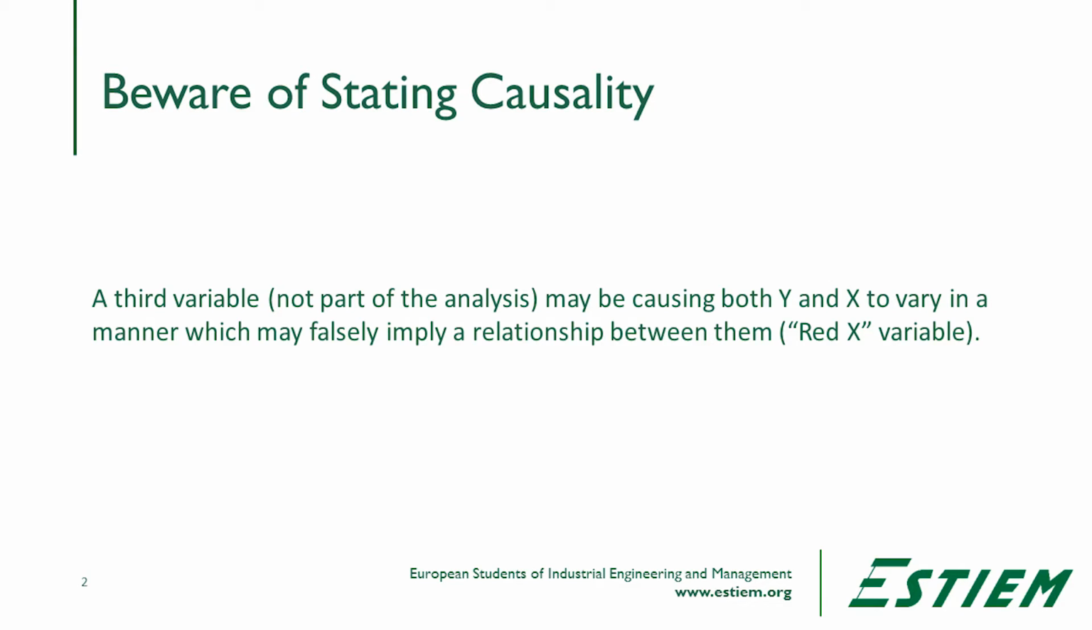For instance, there could be a third variable, not part of the relationship, which is causing both X and Y to vary in a manner that falsely implies a relationship between them. That might be this red X variable we've talked about. So we are going to use the experimental design methods and the demonstration testing of the improve phase to demonstrate causality.